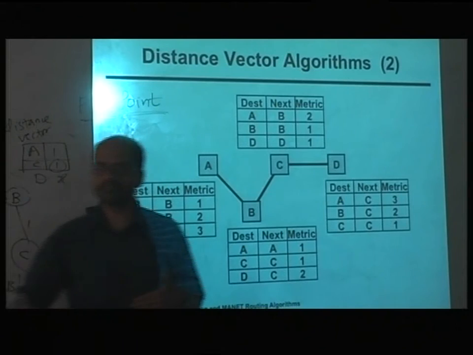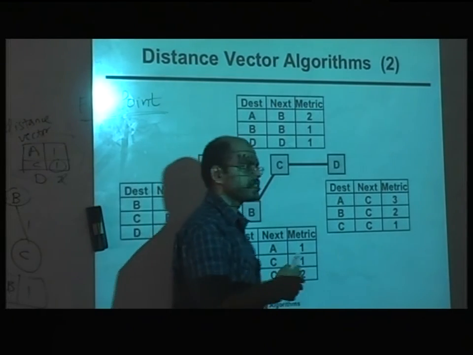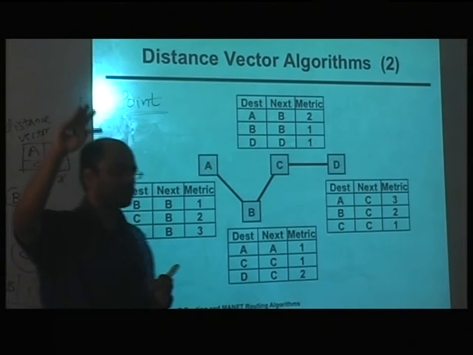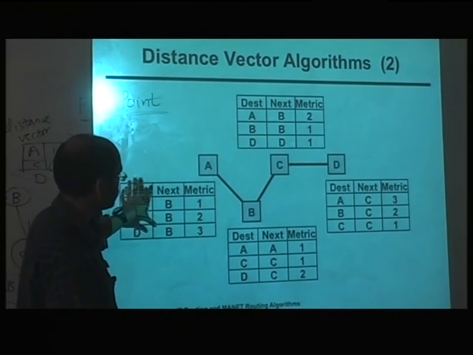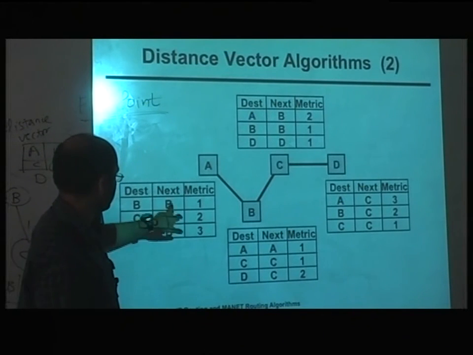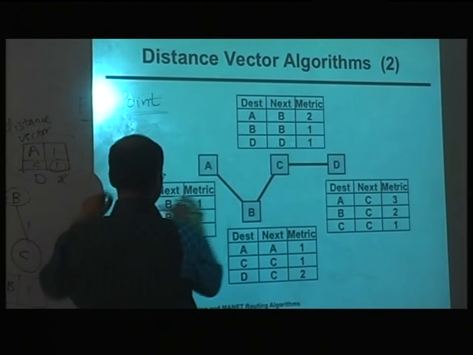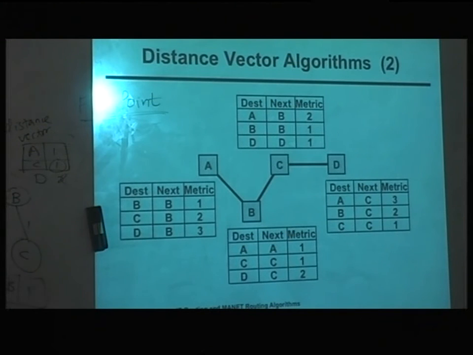This happens in all the optimization cases, minimization and maximization, right? If you reach a global optima or global minima, then no matter how many times you execute the algorithm, you will not change because you are already optimized. So this is a fixed point. For B, A says B, C, D, everybody will go through B, and it's 1, 2. So this is a fixed point of the algorithm.